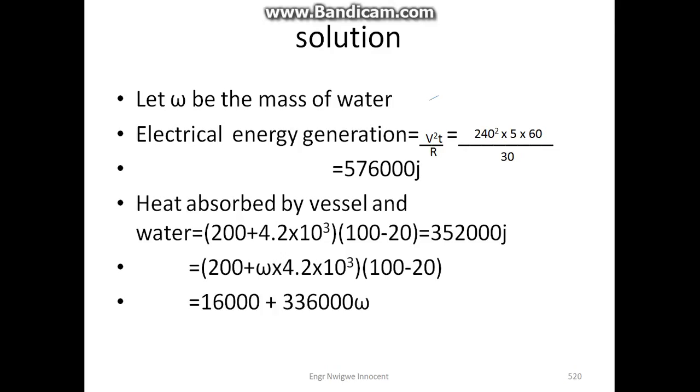Solution: let W be the mass of water. Electrical energy generated is equal to V squared t over R, which is equal to 240 squared times 5 times 60 all over 30, equal to 576,000 joules. Heat absorbed by vessel and water is equal to (200 plus W times 4.2 times 10 raised to the power 3) in bracket (100 minus 20).